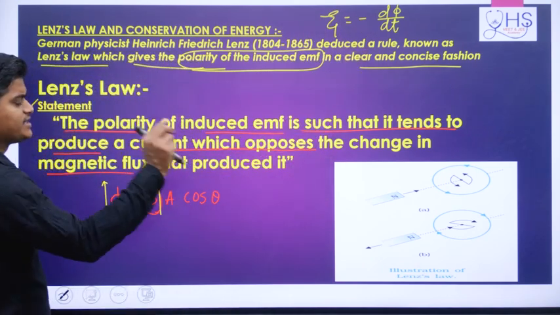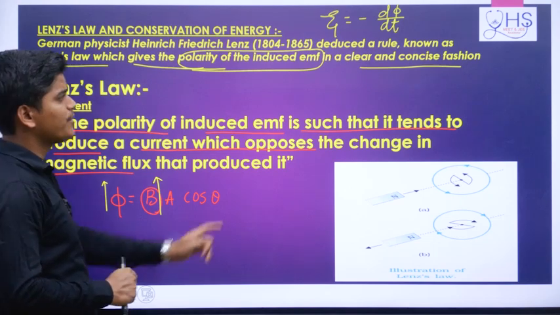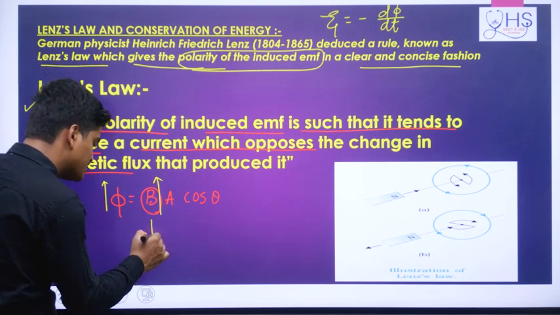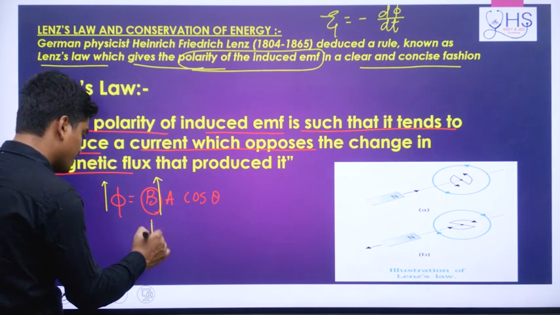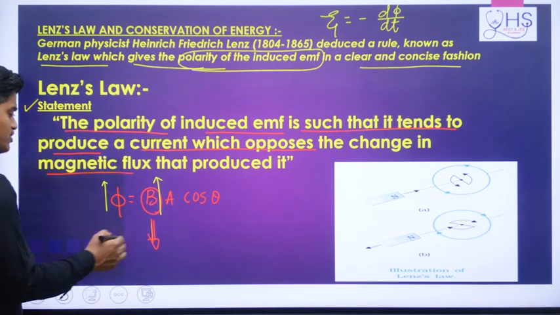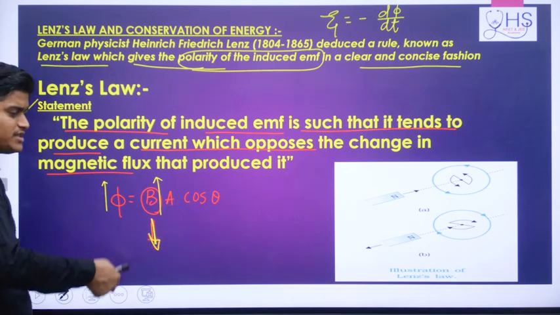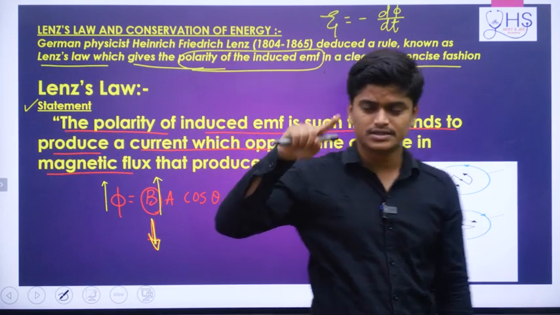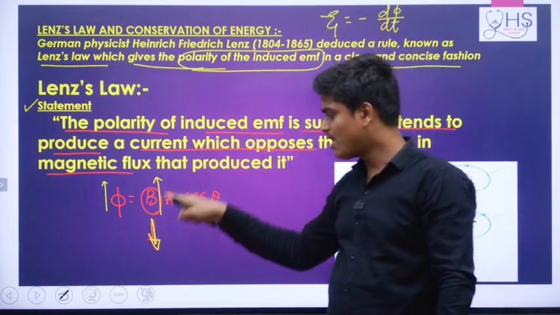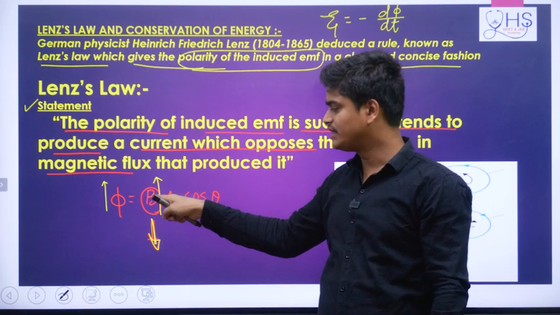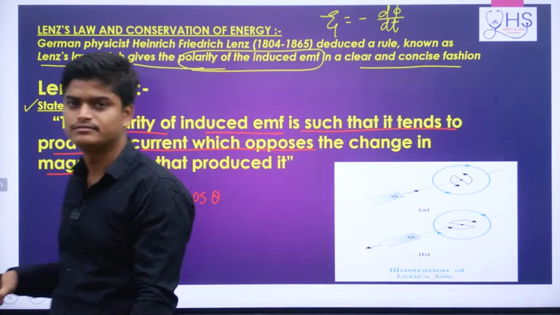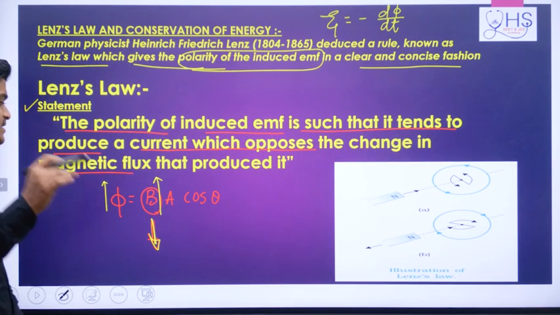Now what is Lenz's law saying exactly? That induced EMF will be produced in such a way that it will try to decrease the magnetic field. That means it will oppose the cause. The cause was the increase in magnetic field changing the flux, which is why induced EMF was produced. But now the induced EMF is produced in such a way that it tries to decrease the magnetic field. That is the meaning of that negative sign.